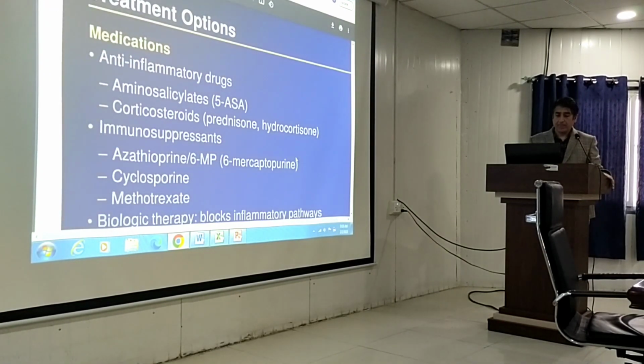Treatment options: once the patient is diagnosed with ulcerative colitis, the next step is to focus on the goal of the therapy. What is the goal of the therapy? Basically, our goal of the therapy in ulcerative colitis is to achieve the maintenance and to acquire the mucosal healing and further stop the progression of the disease towards colorectal cancer.